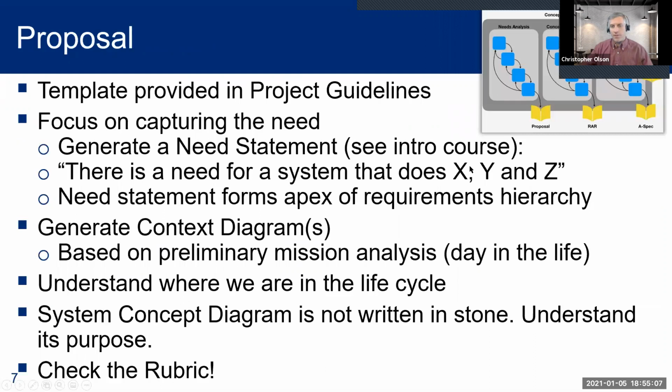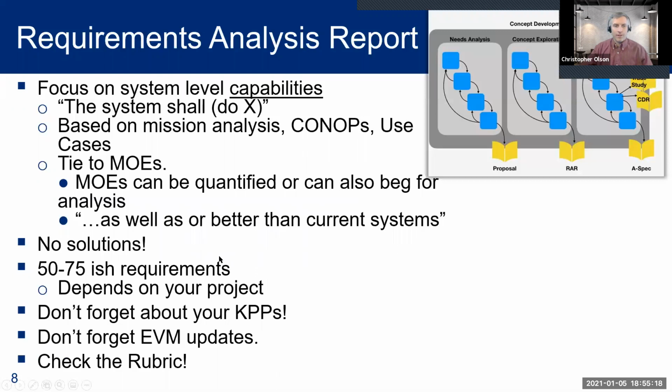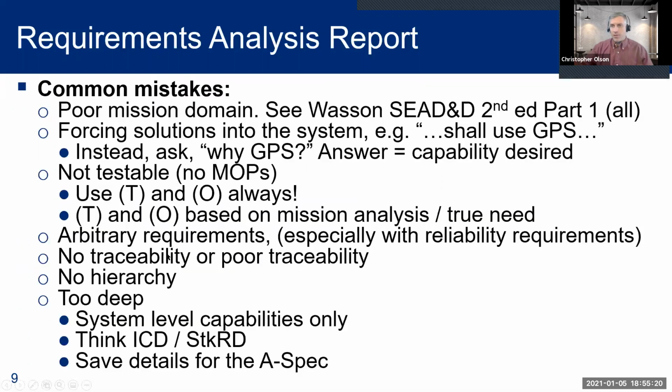There's a need for a system that does X, Y, and Z. Each one of those begs for a capability requirement. So system shall be capable of X, system shall be capable of Y, system shall be capable of Z. That's at level 2 underneath that, right? So that begins your hierarchy.